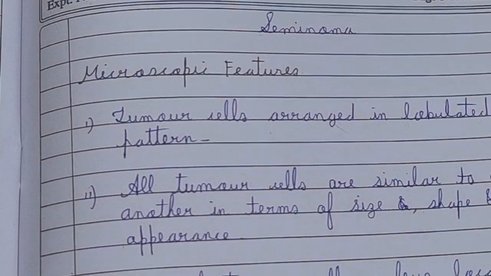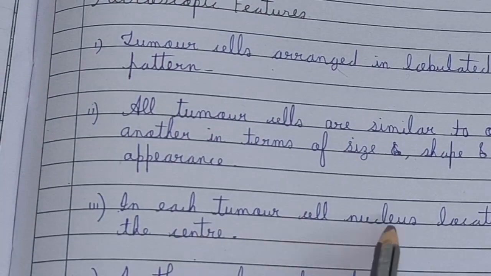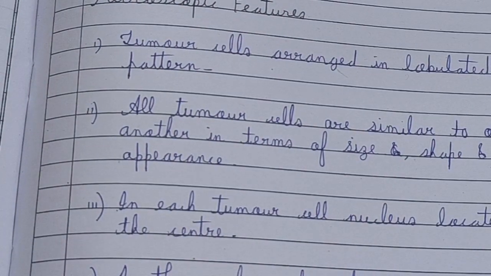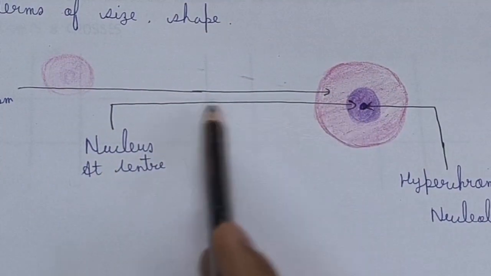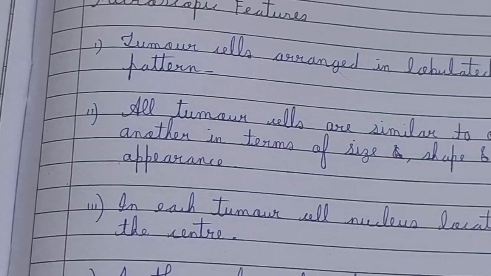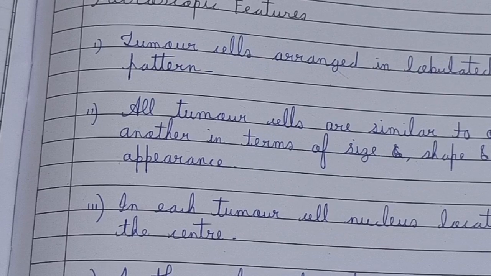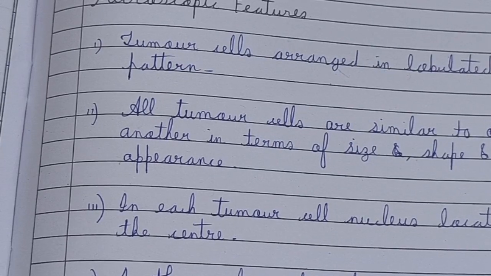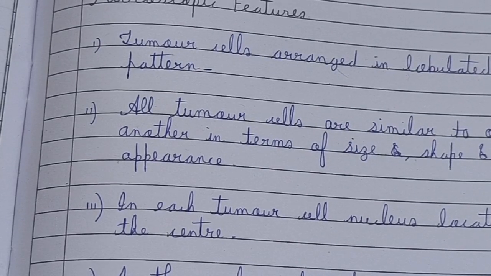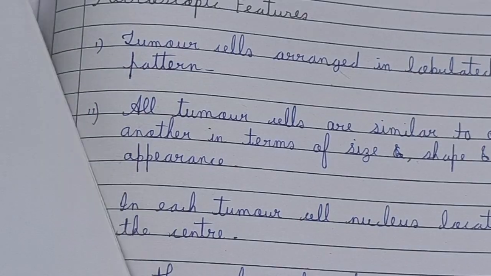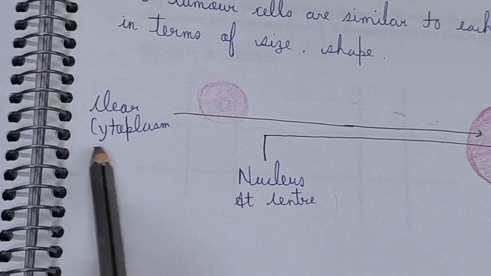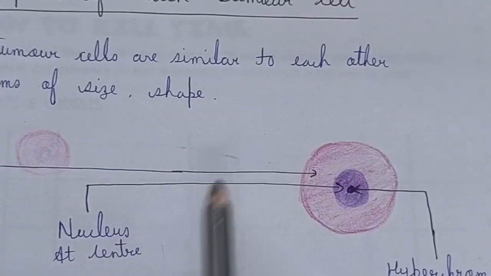So all these are the information. See that in each tumor cell, the nucleus is located at the center. This is the first one. And see that in the cytoplasm of each tumor cell, glycogen is present, so the cytoplasm is clearly visible. It stains positive with PAS stain. Therefore, clear cytoplasm is seen in the tumor cell.